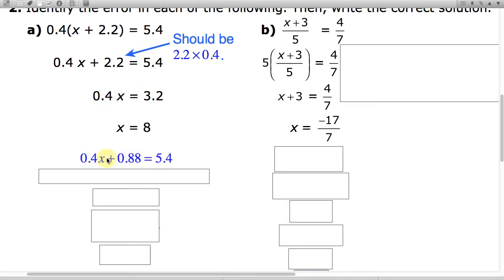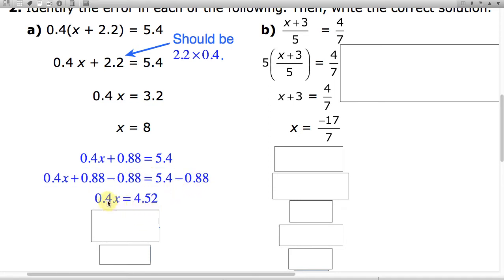It should have been 0.4x plus 0.88, because that's 2.2 times 0.4. And the right-hand side was still fine. Next, we want to take away 0.88 from both sides. And that gives us 0.4x equals 4.52. And now we can divide both sides by 0.4 to get x equals 11.3.